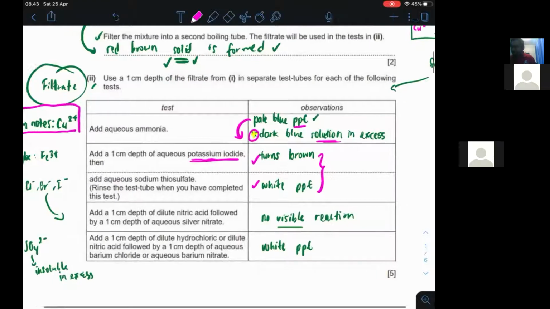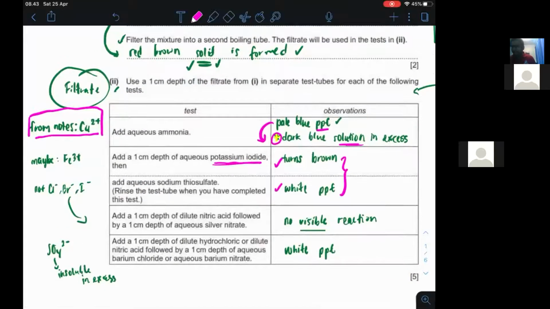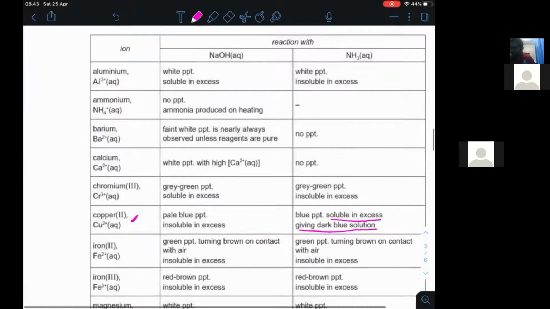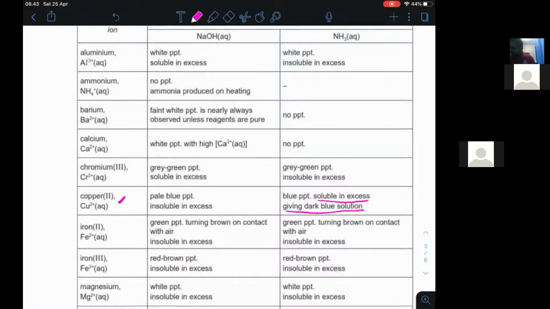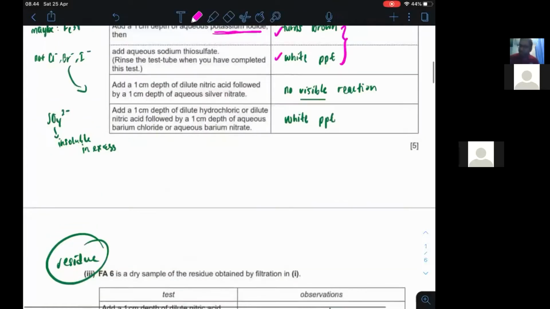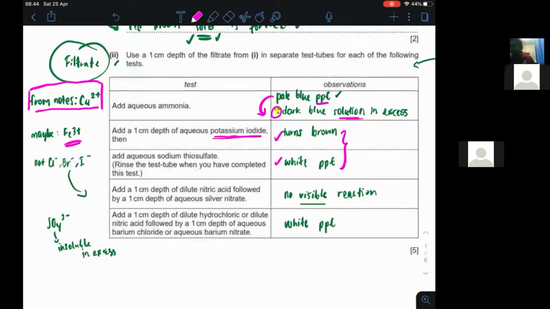Now, what do I see over here? Maybe my deduction will be, when I add potassium iodide, something turns brown. So I look at the notes and see which one is brown. Probably this may be Fe3 plus, but that's actually with sodium hydroxide and ammonia. But maybe Fe3 plus, so I'll just put it down. I say maybe Fe3 plus, but I do not know, because we do not know what exactly is inside.